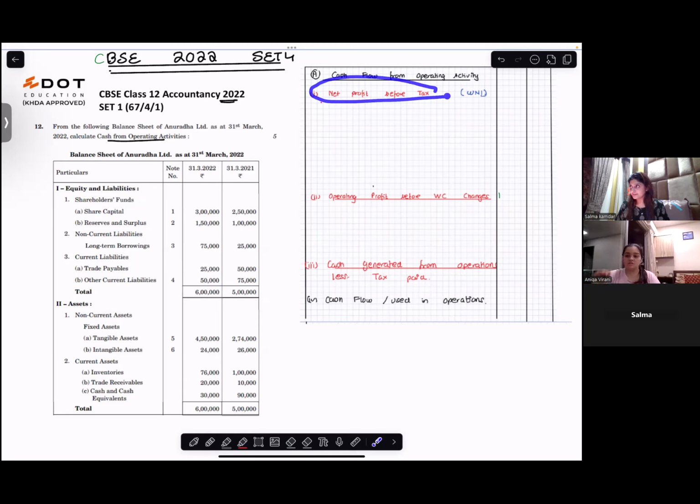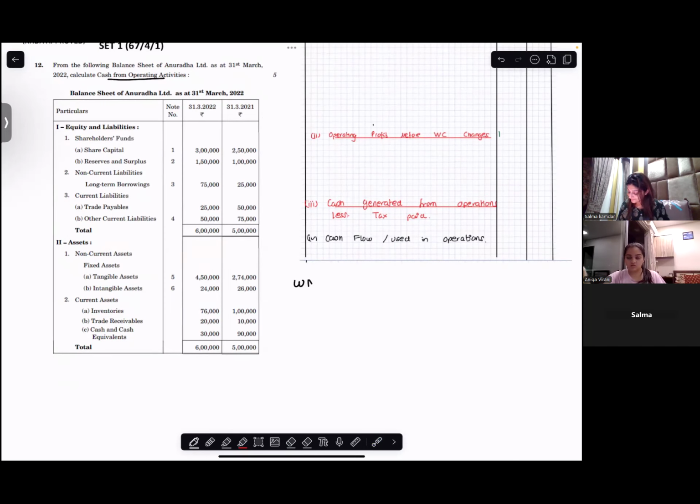Net profit before tax starts with the balance of reserves and surplus. Then transfer to reserves, closing balance minus opening balance. Then proposed dividend of last year, interim dividend of current year, and provision for doubtful debts of current year. Then provision for tax, for which you prepare a provision for tax account. Fine, so we start.